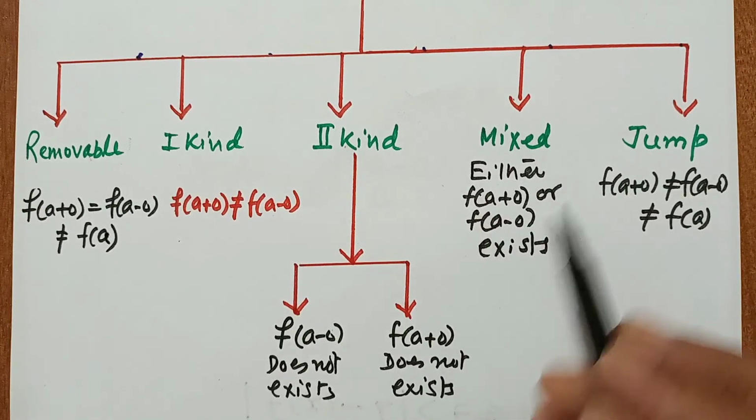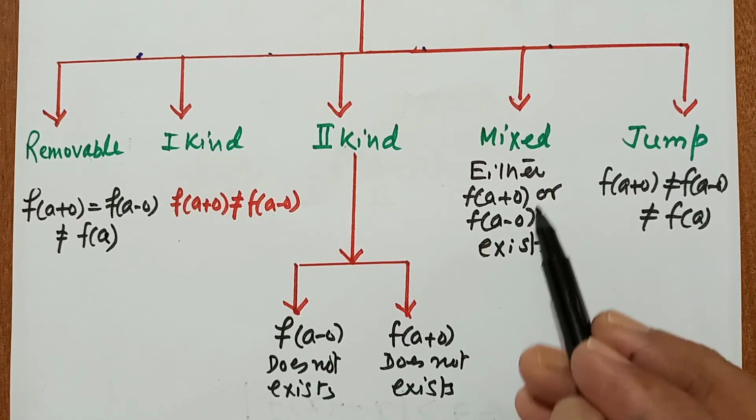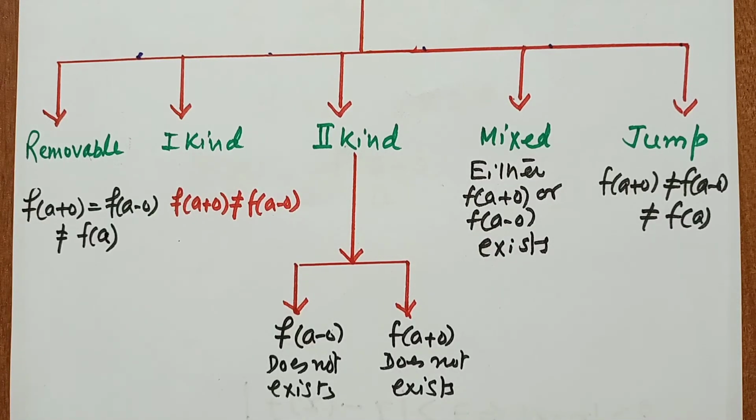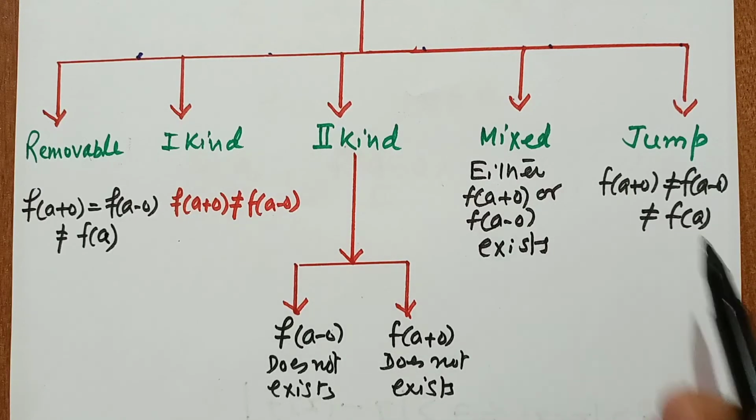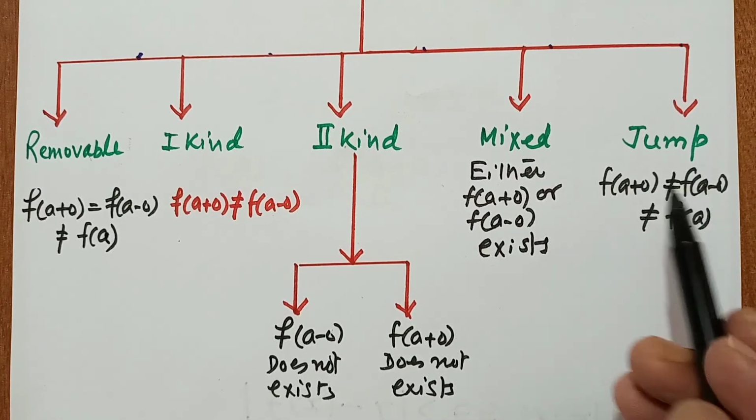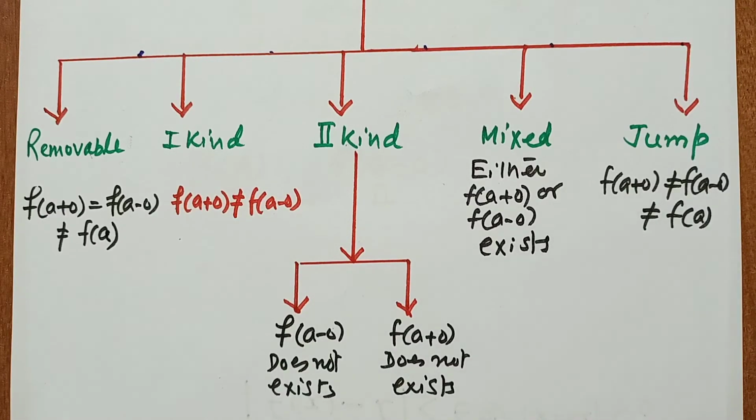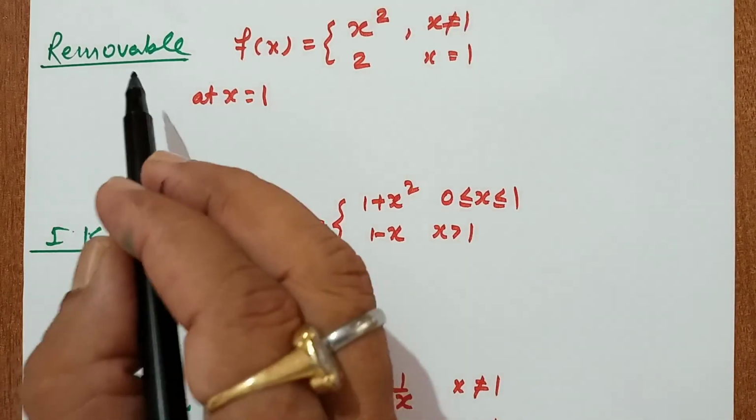Next is mixed. In the case of mixed, either the left hand limit or the right hand limit exists, but not both. It means either this exists or this exists. And what is jump? In the case of jump, the left hand limit is not equal to the right hand limit, which is not equal to the value of the function.